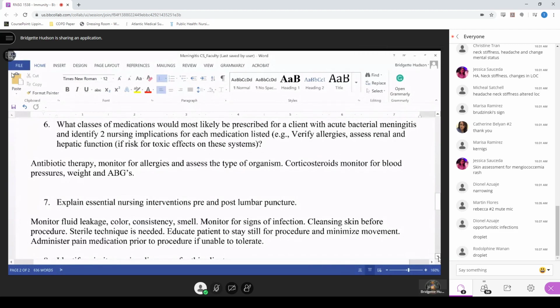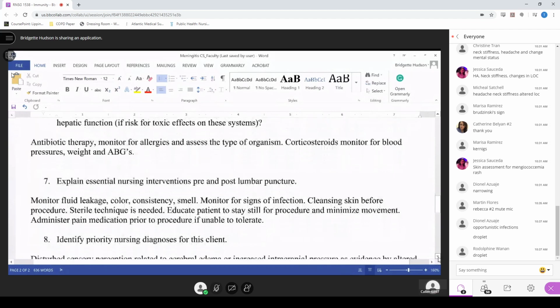All right, group 2, question 8. What will be your priority areas here? We have acute pain, ineffective cerebral tissue perfusion, risk for injury and infection, as well as disturbed sensory perception.